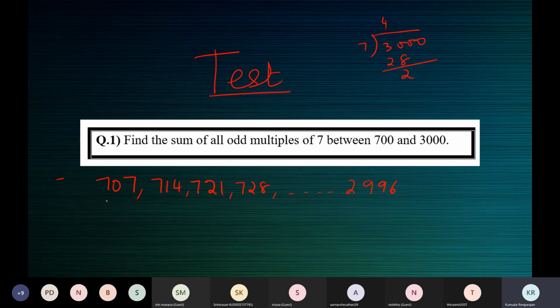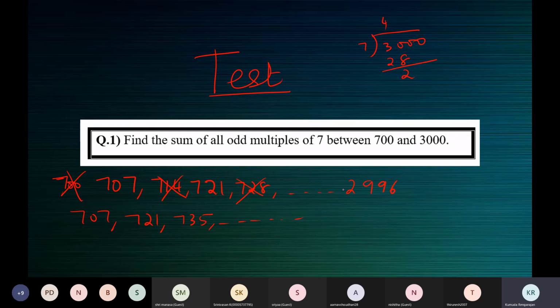So children, these are the numbers. These are the multiples of 7 between. See, 700 we should not include because it's between 700 and 3000. So these are the multiples of 7 between 700 and 3000. But they don't want all multiples, only odd multiples. So don't take this. Don't take this. 707. 714 will not come. 721. 728 will not come. 735. So like this, it goes on till this is an even multiple.